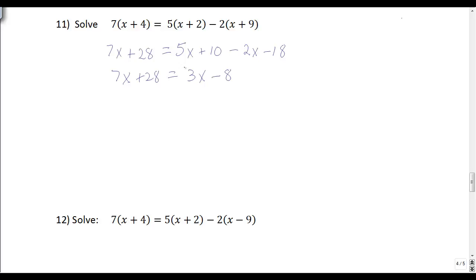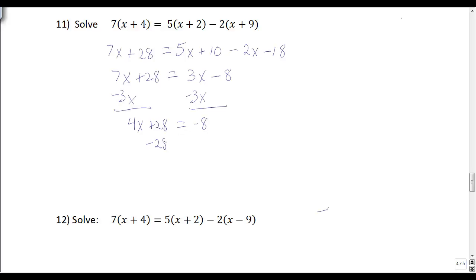Now I want to move my x's to one side or the other. I'm going to choose to subtract the 3x because the 7x is a bigger coefficient. So I'll get a minus 3x. Again, that's a preference thing, which way I want to go. I prefer not to deal with negatives if I can avoid doing so. 7x minus 3x is 4x. Still have the plus 28 equals negative 8.